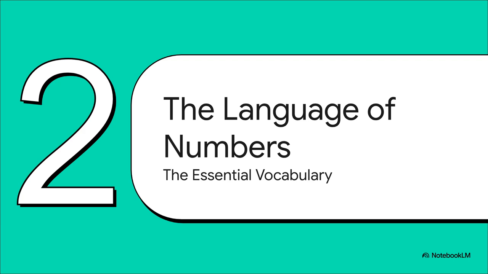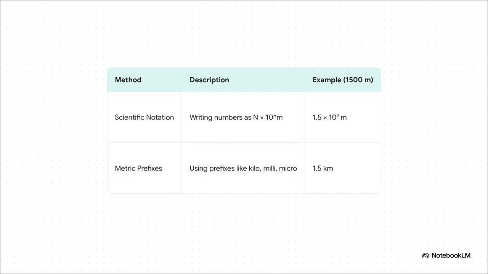Okay, so we've got our units, the letters of physics. Now we need the vocabulary: the rules for how we write and handle the numbers that go along with those units. Physicists are always dealing with the insanely large, like the distance to a star, and the unbelievably small, like the size of an atom. Writing out all those zeros would be a nightmare. So this slide shows the 2 super clever ways we get around that: scientific notation and metric prefixes, like kilo for 1,000 or nano for a billionth. Both of these are totally essential for keeping things clean and efficient.